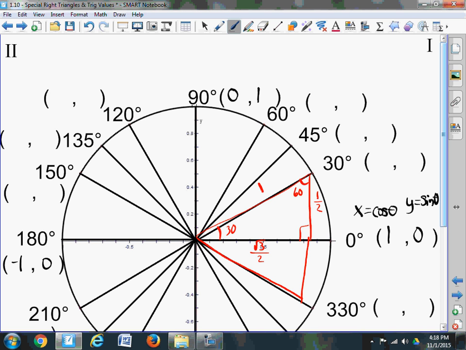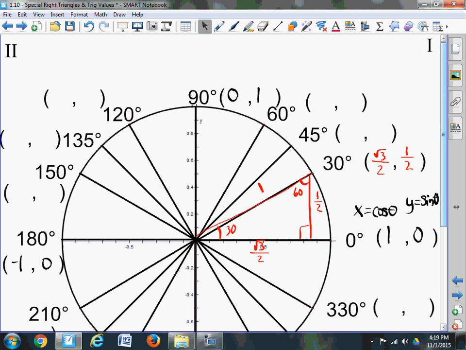All right, so the x value would be root 3 over 2. And the y value is 1/2. Thus saying the cosine of 30 degrees is the square root of 3 divided by 2, and the sine of 30 degrees is 1/2. Right, I'm going to erase that.